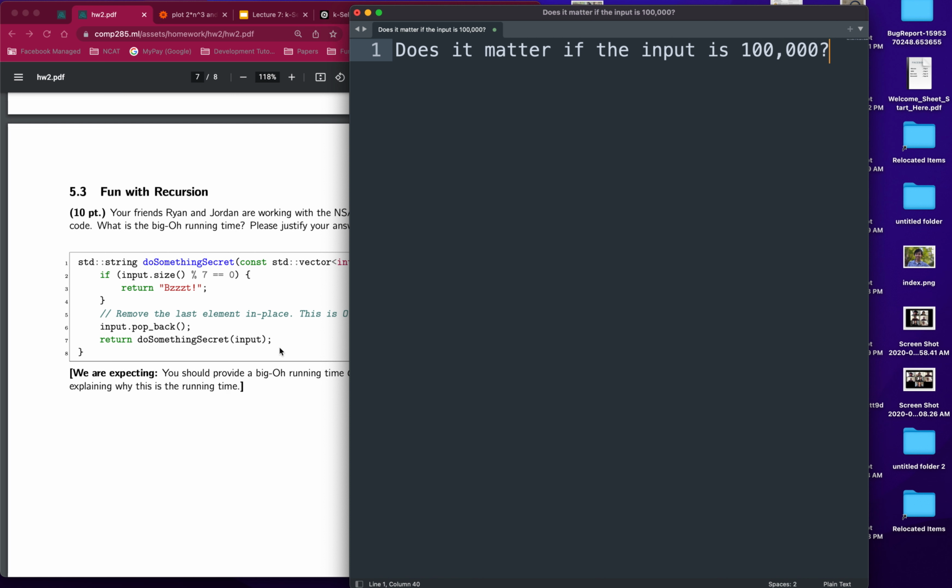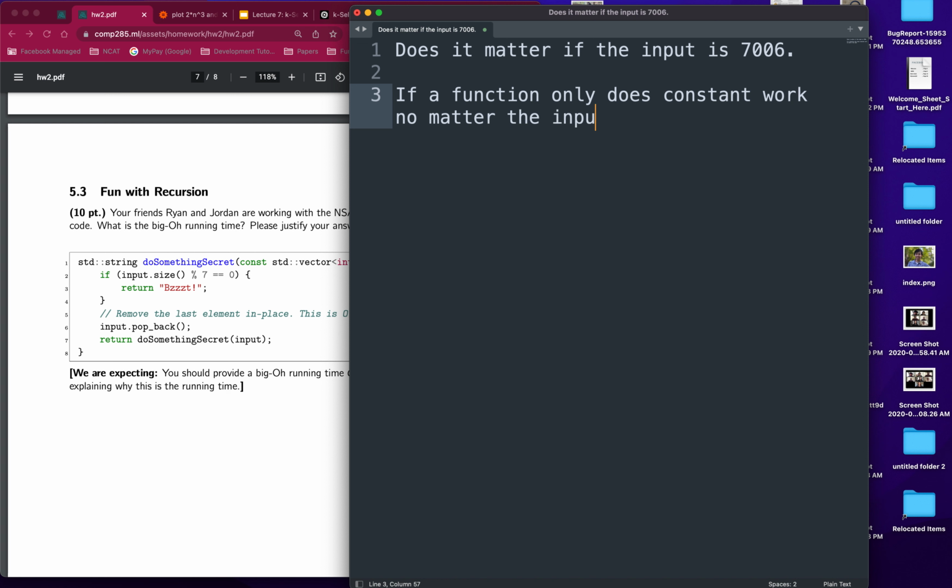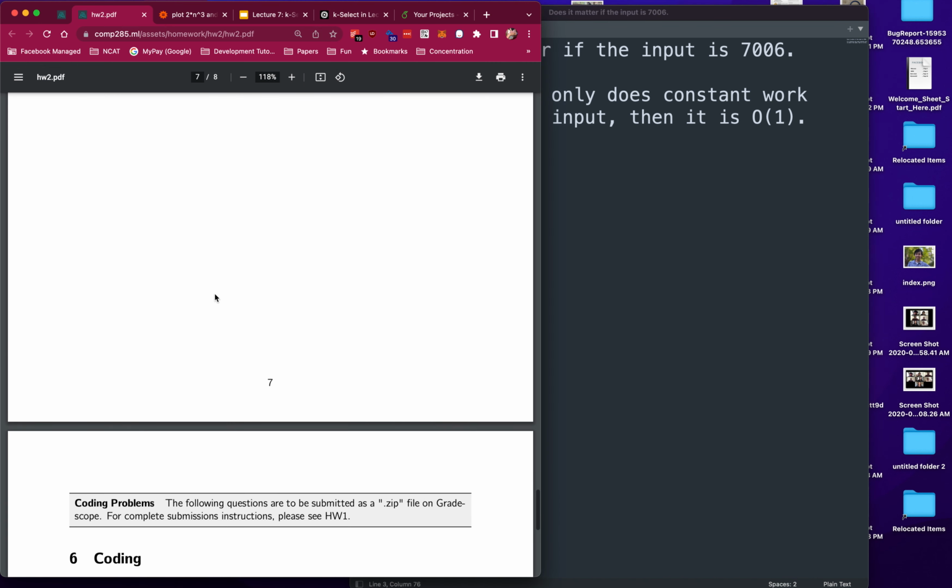You know? Or might it call itself less? What if the input is 7,006? How many times will it call itself? And again, the final hint is if a function only does constant work no matter the input, then it is big O of 1. Function only does constant work. That is big O of 1.